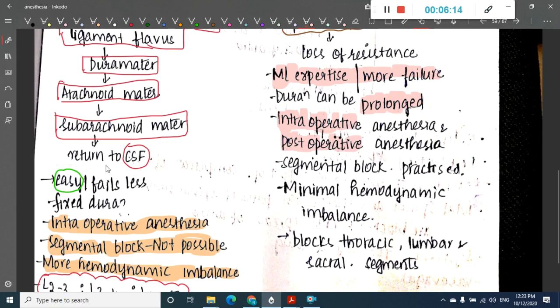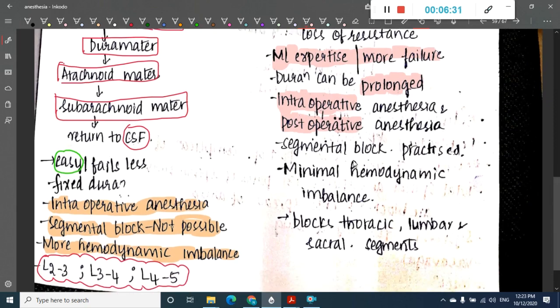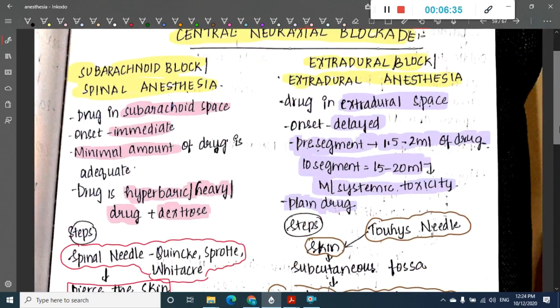If you see subarachnoid anesthesia, that is spinal anesthesia, you can only give it for intraoperative anesthesia, whereas epidural anesthesia can be given both for intraoperative and post-operative anesthesia. And here mainly we can do the segmental block. I have already told you about segmental block. I don't know whether you understood or not.